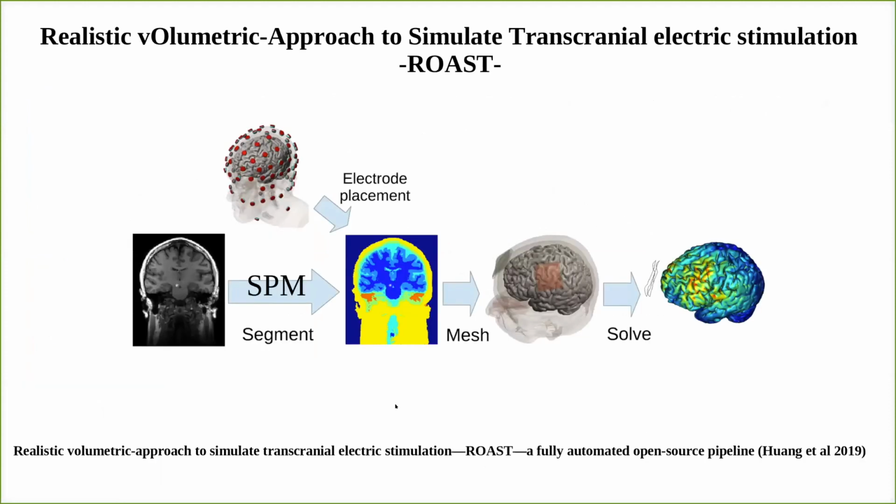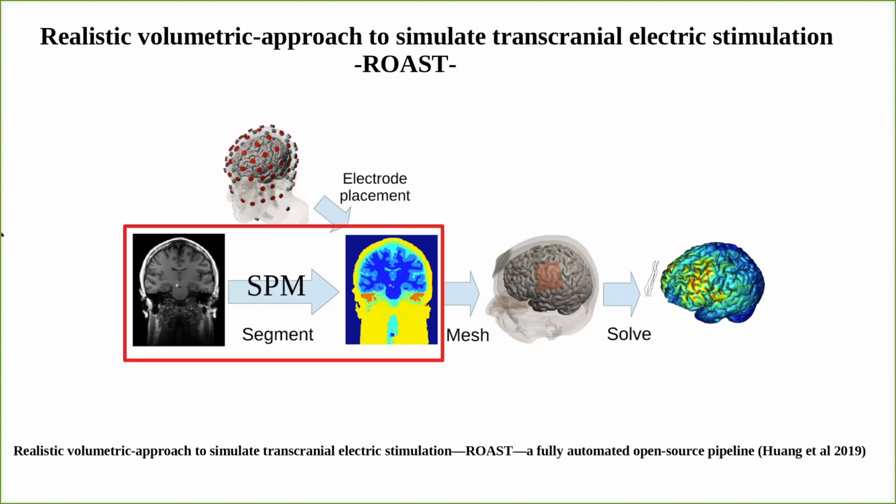So for those of you who were on Monday on the very nice talk of Andy Huang, where he talked about ROAST, a realistic volumetric approach to simulate transcranial electric simulation. This is a tool that does modeling for current flow simulation in the brain. So this is the main pipeline of ROAST, and I'm going to be focusing on the first step, which is the segmentation step.